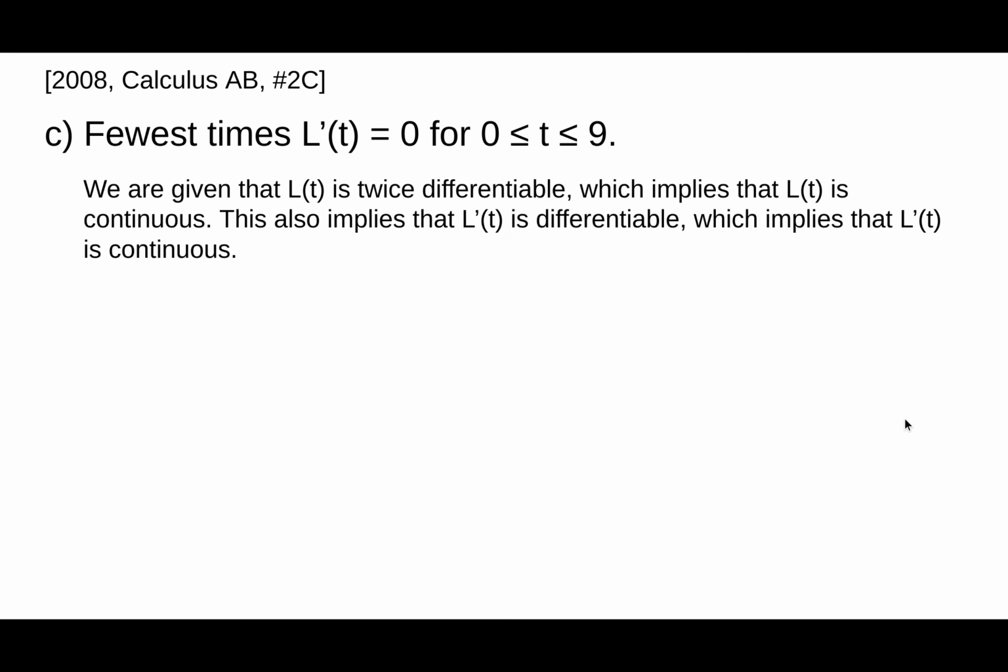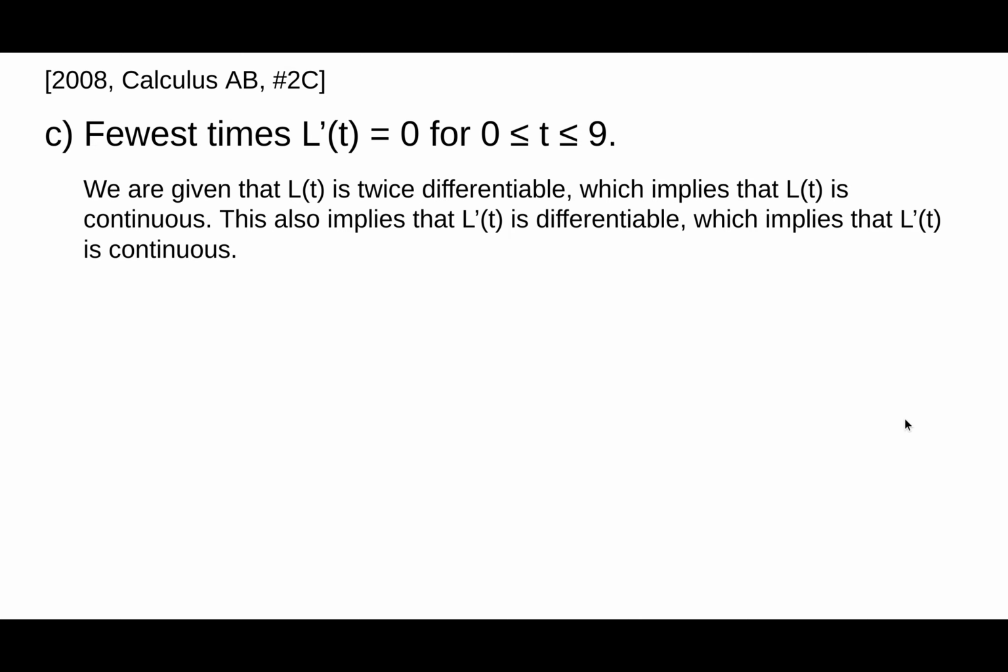That's going to turn out to be important. Basically, what we're going to do here is use the intermediate value theorem, but one of the hypotheses for the intermediate value theorem is that the function we're using it on must be continuous. Well, we don't really know anything about L prime of t. We have L of t, we know it's twice differentiable, but we're expecting to use the intermediate value theorem on L prime of t when we don't know hardly anything about it.